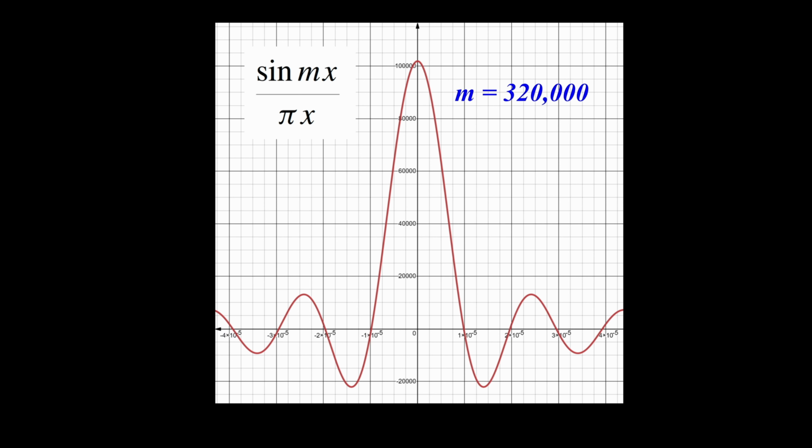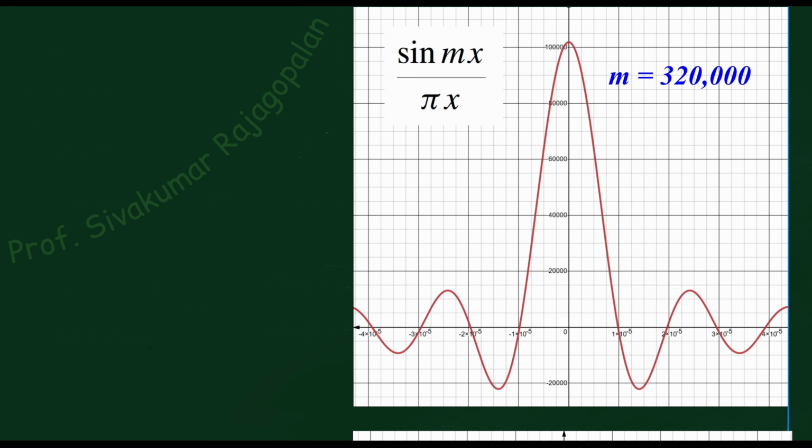Okay, m value is something like 3.2 × 10^5. So as you increase m, what happens is I'm able to see some kind of peak coming at the origin. So therefore, let me write down this result. Okay, so what you understand from here is what I would like to write down.